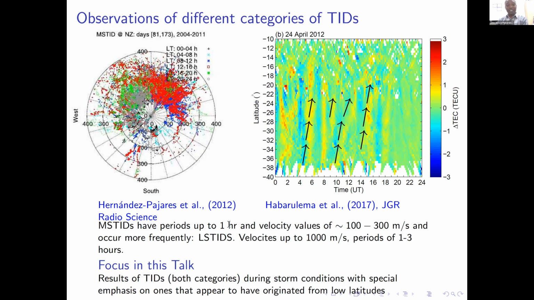On the other hand, large-scale TIDs have velocities up to 1,000 meters per second, and sometimes during storm conditions they can exceed this particular value. And the periods are usually between 1 to 3 hours. Now, the focus of this talk today is to look at the observations of TIDs, and both categories will be discussed during storm conditions, but with the special emphasis on the ones coming from low latitudes. The other important aspect is what is launching those waves from low latitudes.